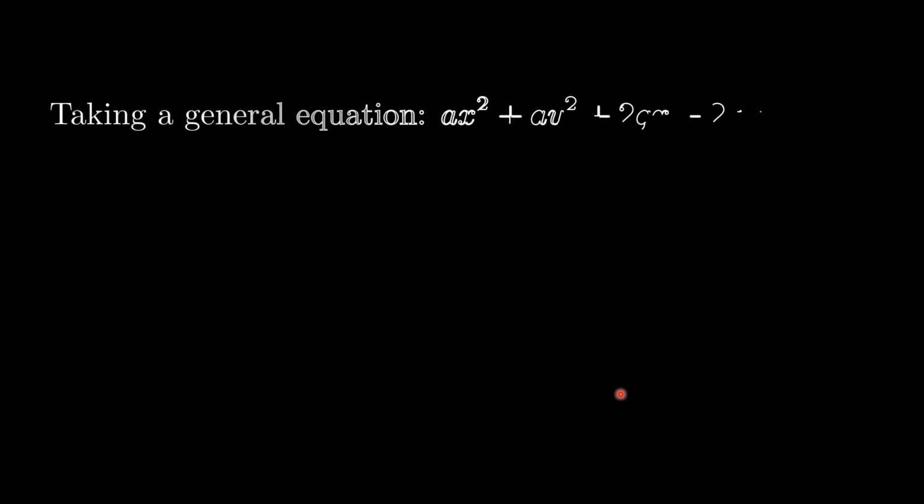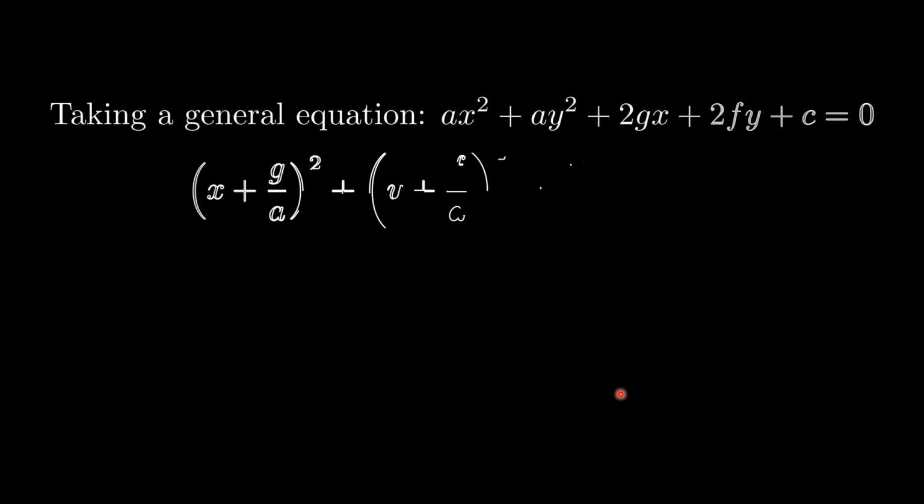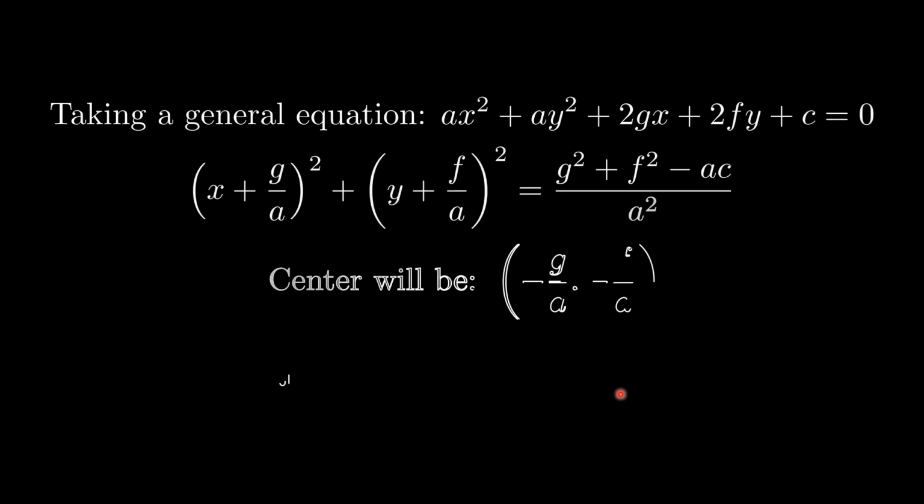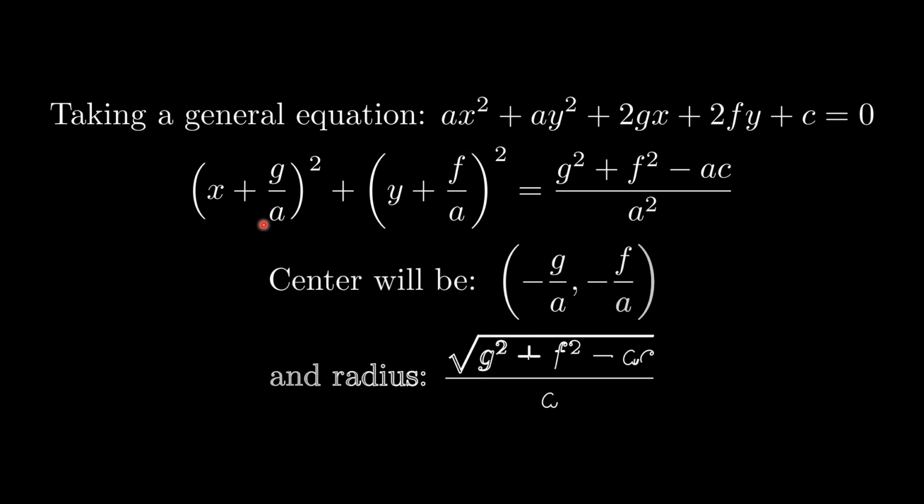And so moving from there, we can now say, okay, what about if we have a general equation of a circle denoted by ax squared plus ay squared plus 2gx plus 2fy plus c equals 0? Then we can divide through by a and then now recreate this equation.